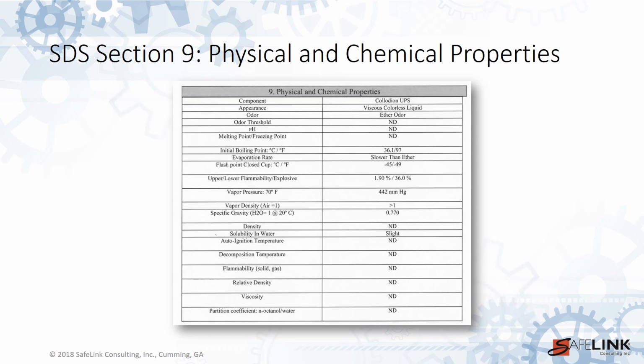Section 9 is for physical and chemical properties, which includes the appearance or the actual physical state of the chemical, including color, odor, pH, the melting point or freezing point, initial boiling point and boiling range, flash point, evaporation rate, the upper and lower flammability or explosive limits, the vapor pressure, relative density, solubility. Also the auto-ignition temperature, decomposition temperature, and viscosity.